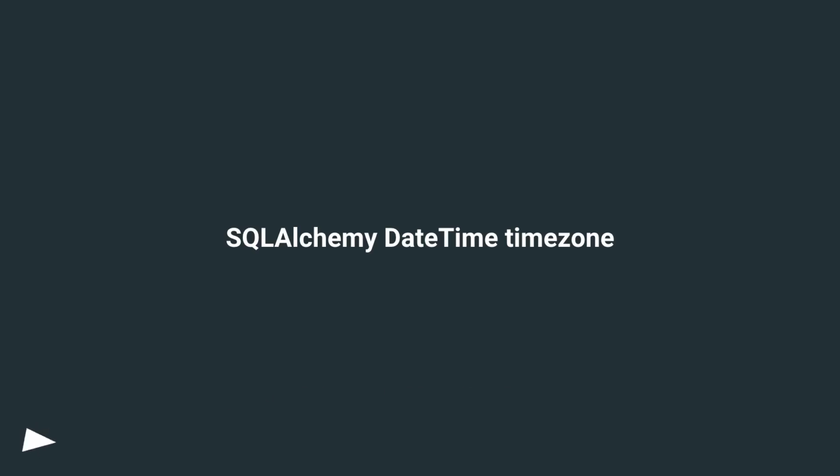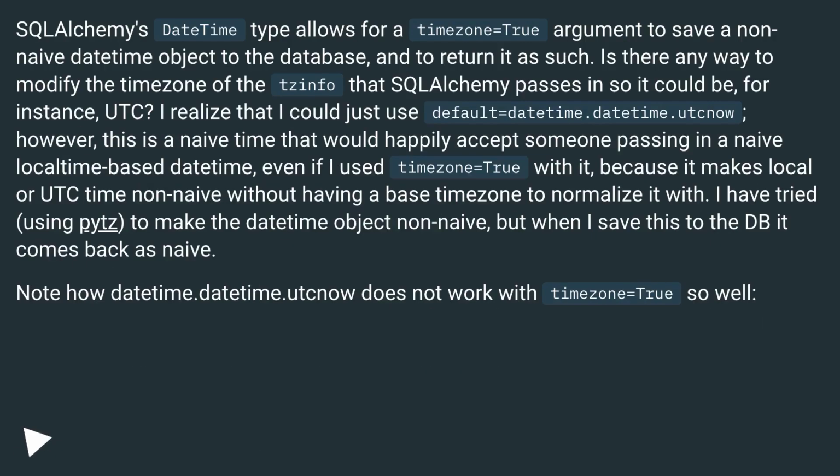SQLAlchemy DateTime timezone. SQLAlchemy's datetime type allows for a timezone=True argument to save a non-naive datetime object to the database, and to return it as such.